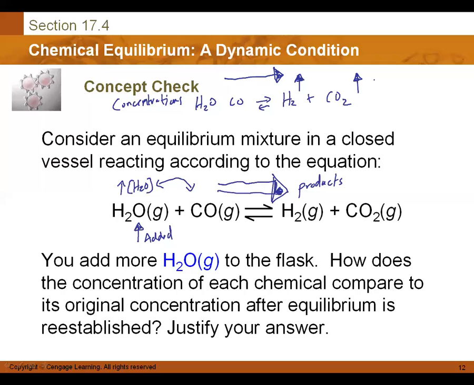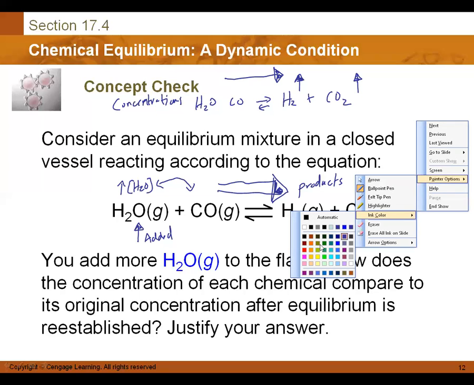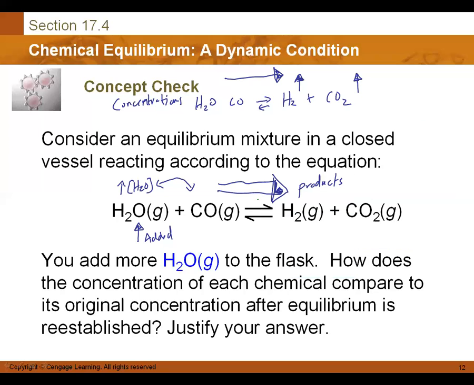But what does that mean for CO? When we look at the amount of CO, remember, in order to make our products, we do have to combine these two things. So if we're forcing that forward reaction to take place, we would then expect the amount of CO to start to go down because it's actually making some product.